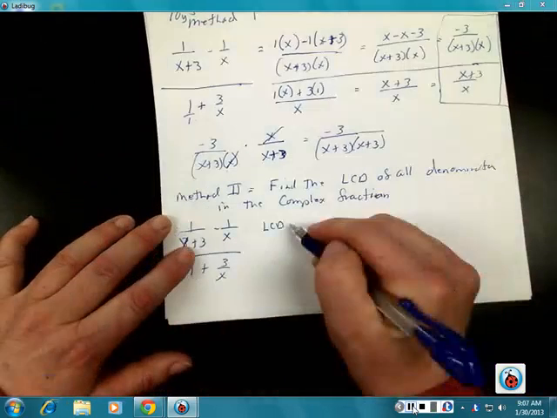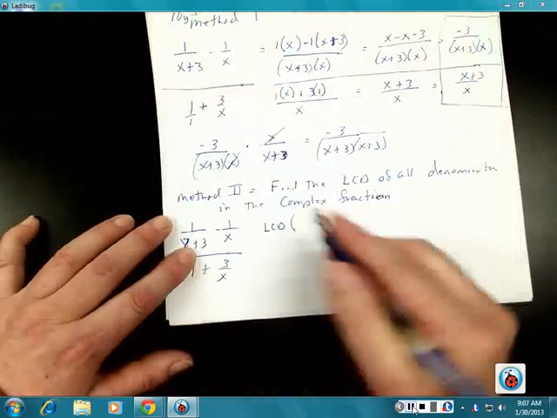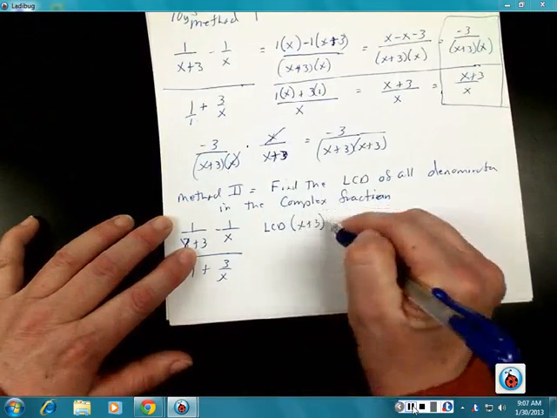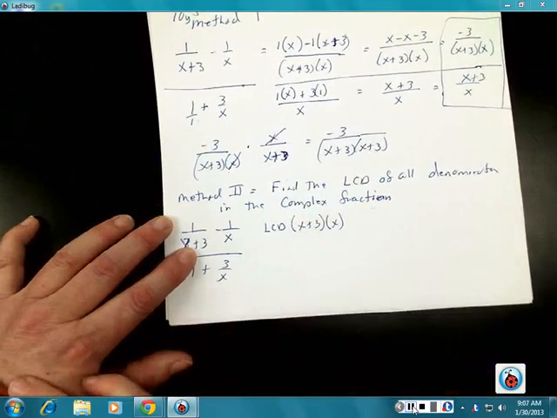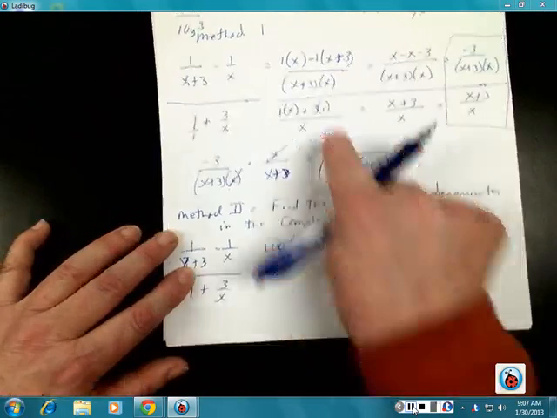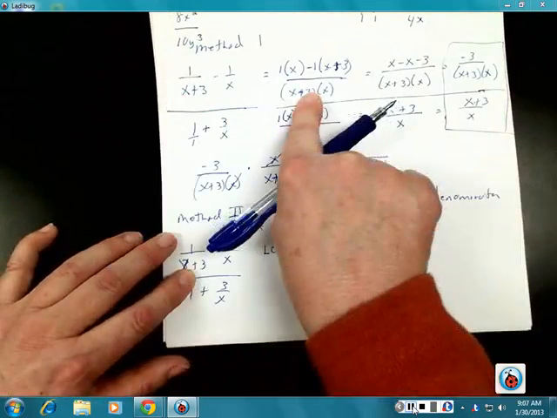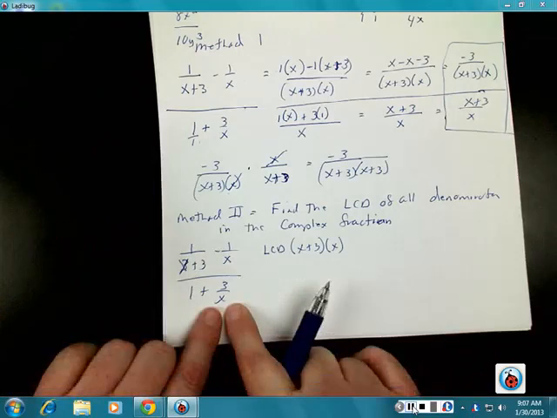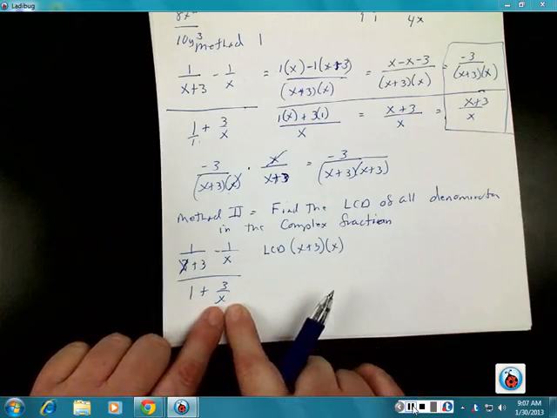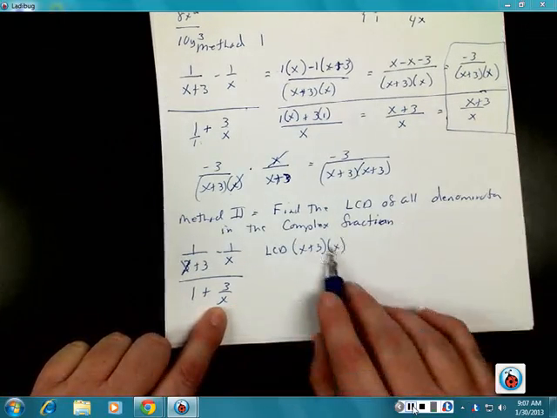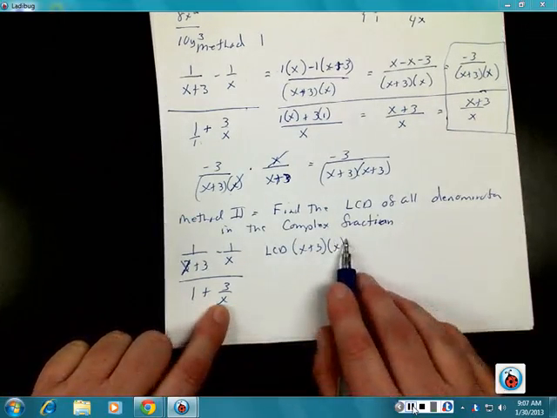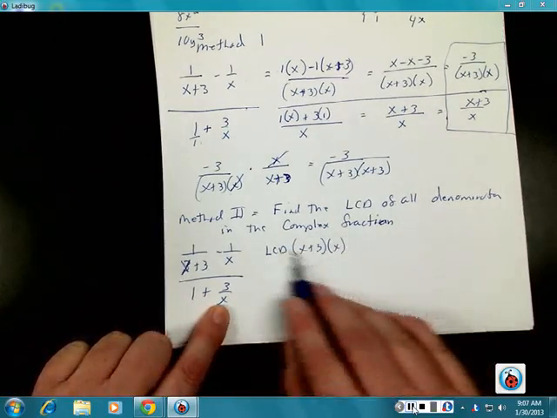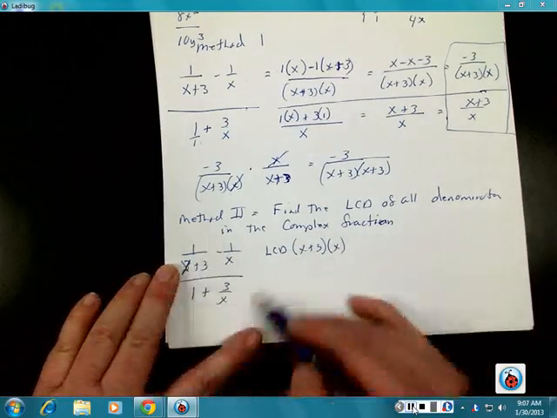So in the top, we found our LCD was (x plus 3) times x, correct? That's from up here when we found our LCD. We okay with that part? Do I need anything different for my LCD for my denominator? Because the x is already here, correct? So I don't need another x. So this is the common denominator for this whole thing.